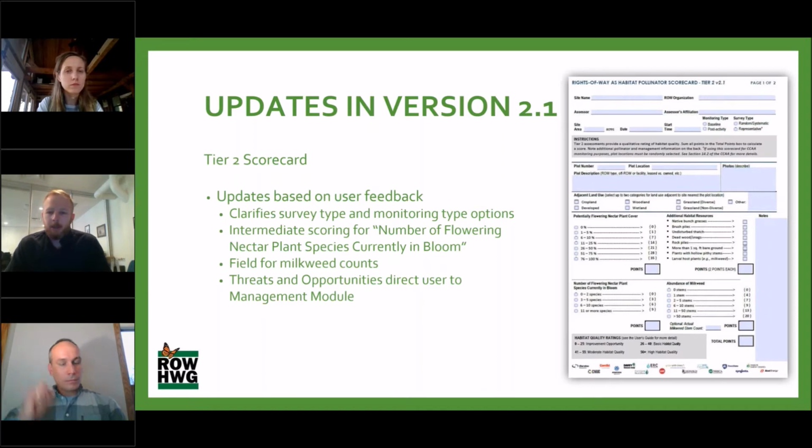So changes to the Tier 2 scorecard, we've clarified a little bit in the instructions and made sure that we reflected the requirement for the CCAA that monitoring plots be located randomly. We've also, and this is probably the most significant change, added scoring bins for the number of flowering nectar plants species currently in bloom. So previously we had 2, and we've expanded that to 4. And that just gives us a little bit more ability to distinguish different habitat qualities based on that species diversity.